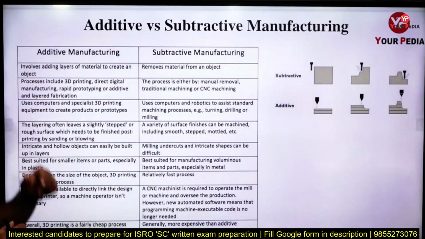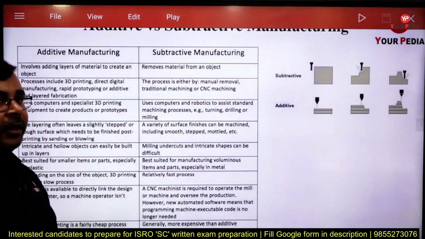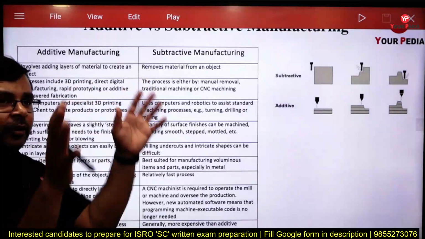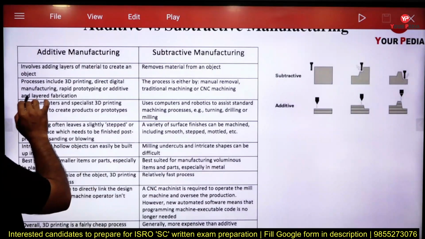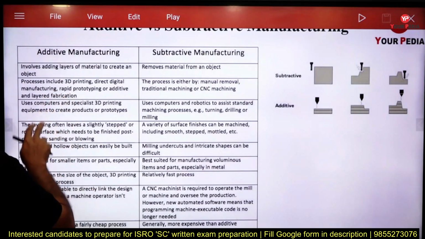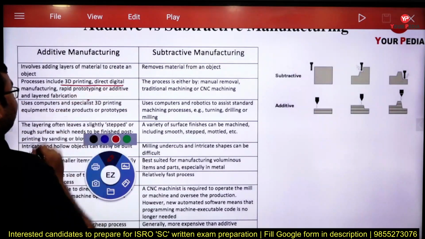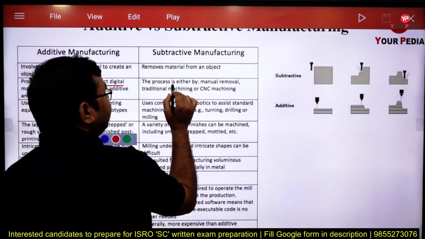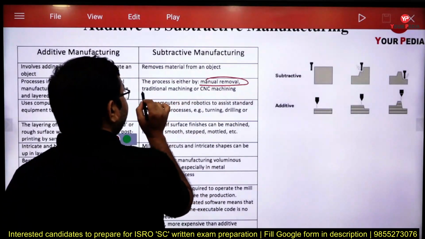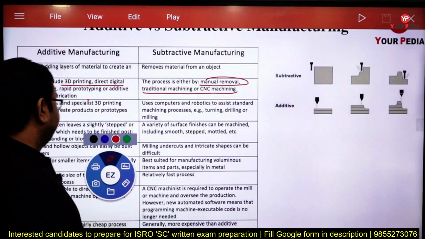Additive manufacturing involves adding a layer of material to create a 3D object, but subtractive manufacturing removes material from an object, correct. From the raw material we just remove the extra material in the form of chips, then you get the final product. Next, processing in additive manufacturing includes 3D printing directly from 3D design data, but in subtractive manufacturing the processing involves manual or traditional machining or CNC machining for removal of excess material, correct.